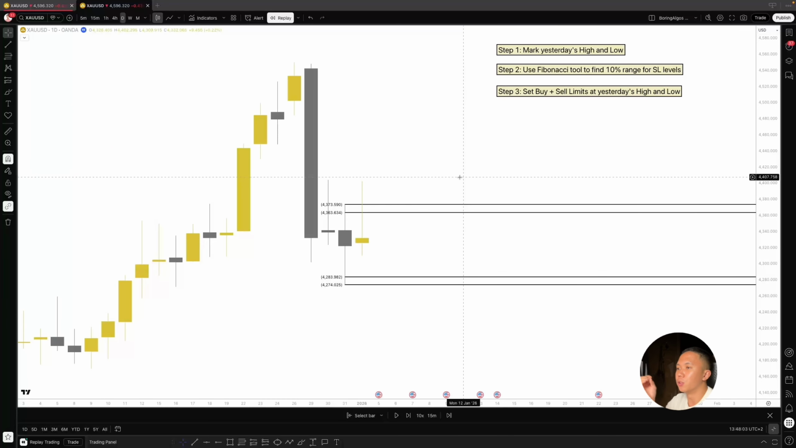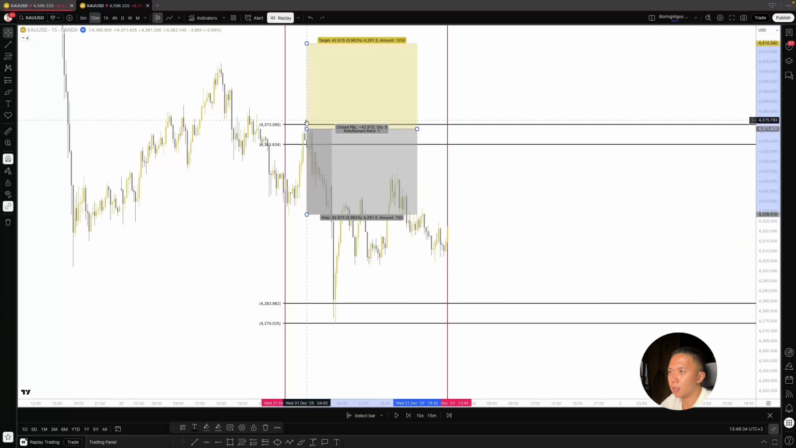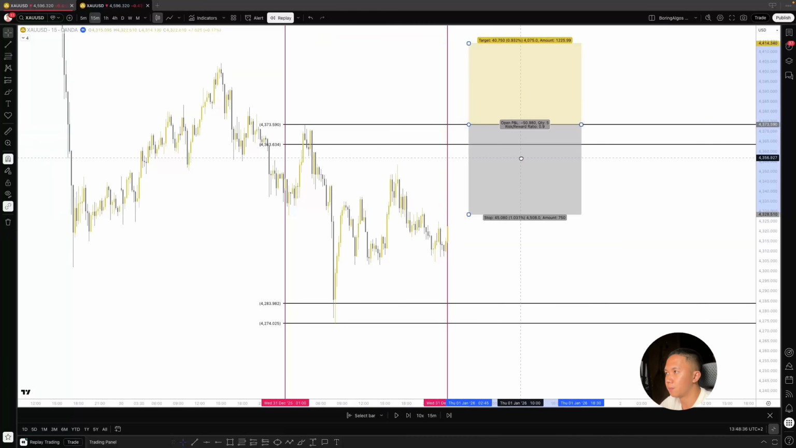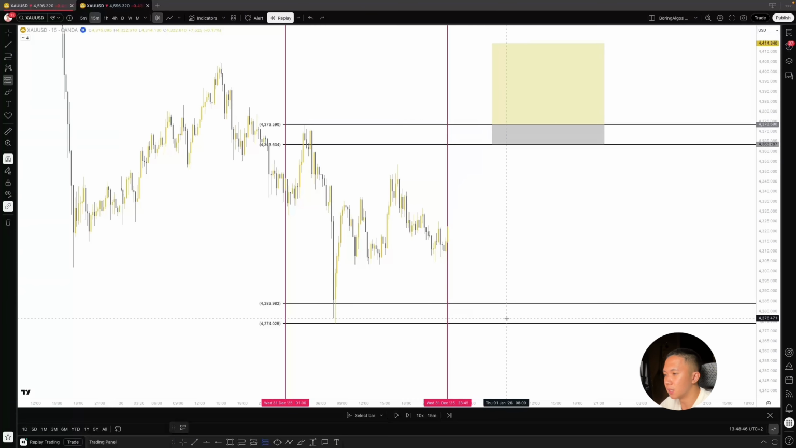Now I'm going to be using the 15-minute time frame to show you this strategy more clearly. So now we are on the 15-minute chart. I've marked out yesterday's candle, which is within these 2 vertical lines. This is the high and this is the low that we marked out with the respective 10% levels. So step 3 is to place a buy limit or a buy stop order here at the high of yesterday's candle and our stop loss at the 10% level. So that is our buy position and this is our sell position.